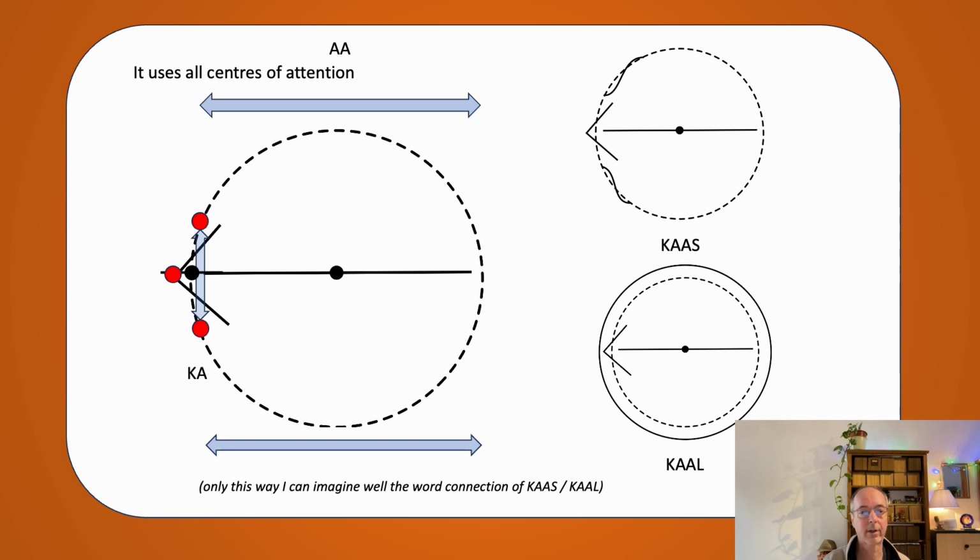I have here the word KAAS and I have the word KAAL, or cheese, or bald or barren. I have expressed it here with the S and the L added in the two breaking moments.